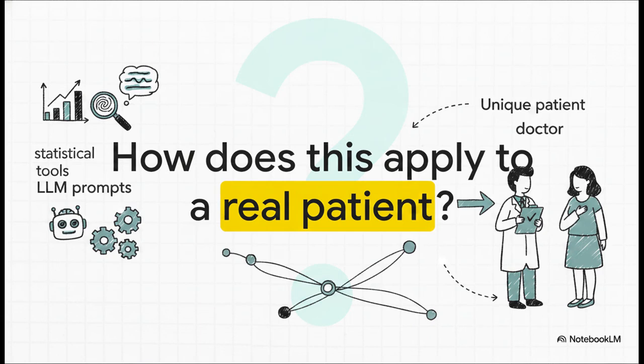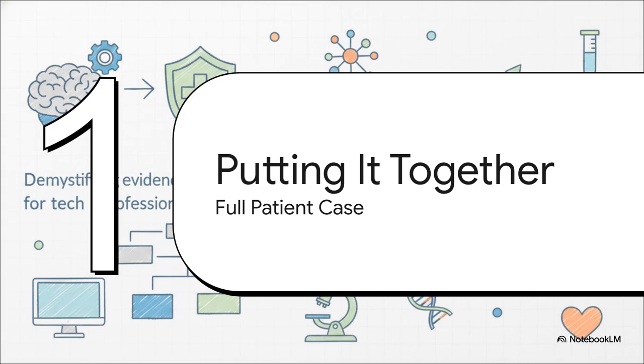So you've got all these statistical tools, the jargon translation, the LLM prompts, but we have to ask the ultimate question. How does a massive clinical guideline, built on the averages of thousands of trial participants, actually reconcile with the unique individual patient sitting right in front of a doctor? Which brings us to our final section, Section 6, putting it all together with a full patient case.